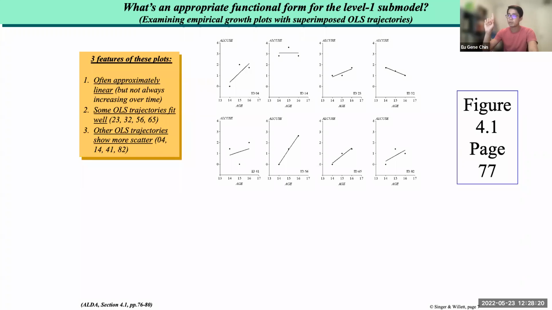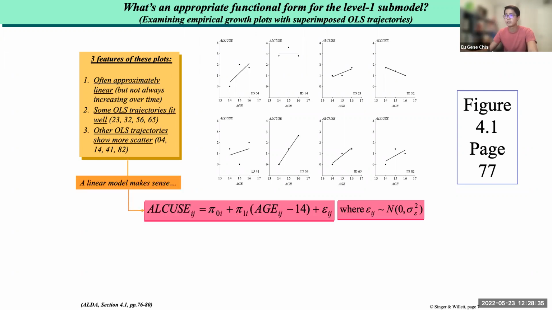And so what we're looking at technically is basically the result of alcohol use after they transform it by a square root. We'll talk about transformations in another video, but just to give you a sense of the nature of the data here. If we're just looking at this figure 4.1, it does seem like it might make sense, because we can see for individuals with ID 23, 32, 56, and 65, a straight line does seem to do a fairly good job of capturing how alcohol use changes across time.